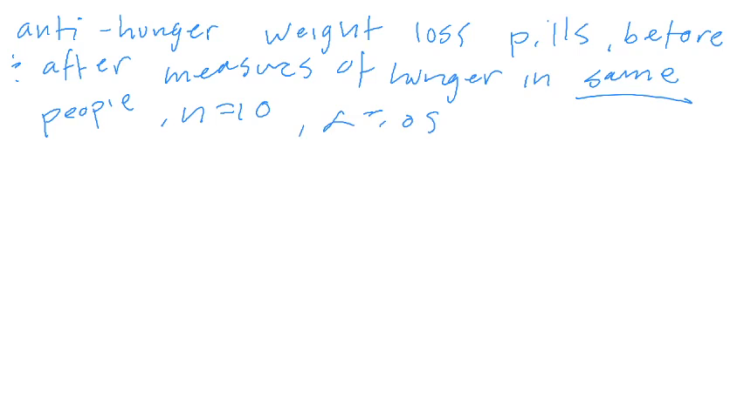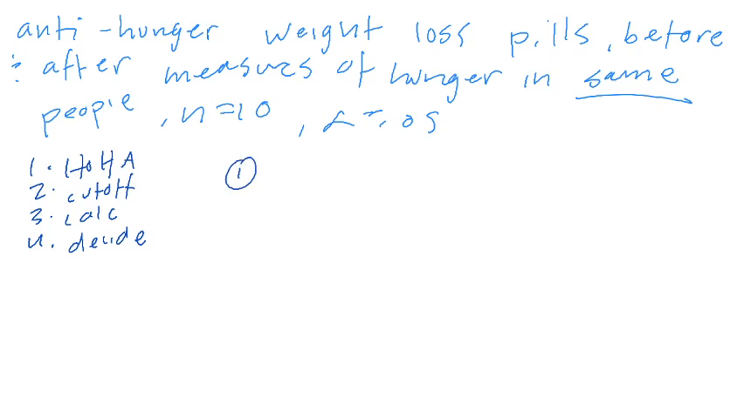So let's give this a little bit of thought and set up our hypotheses before I even give us the data. We're going to want to do our 4 steps: null and alternative hypothesis, cutoff scores, calculate, and decide. So let's do our hypotheses. The null will be that there is no difference in hunger before and after.